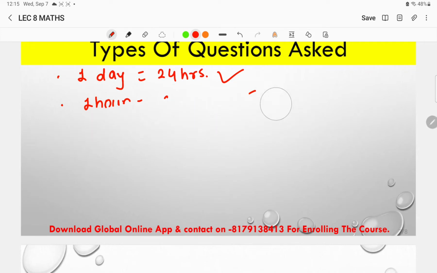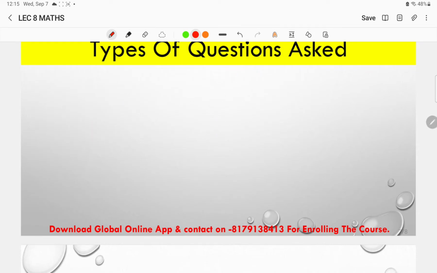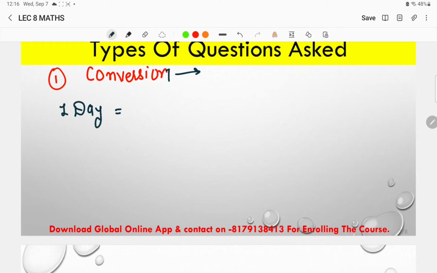But for conversion questions, as I told you, what kind of conversion questions can come in the exam? For conversion questions, let us discuss a trick. In conversion questions we must be able to understand one day is equal to how many hours, is equal to how many minutes, is equal to how many seconds.